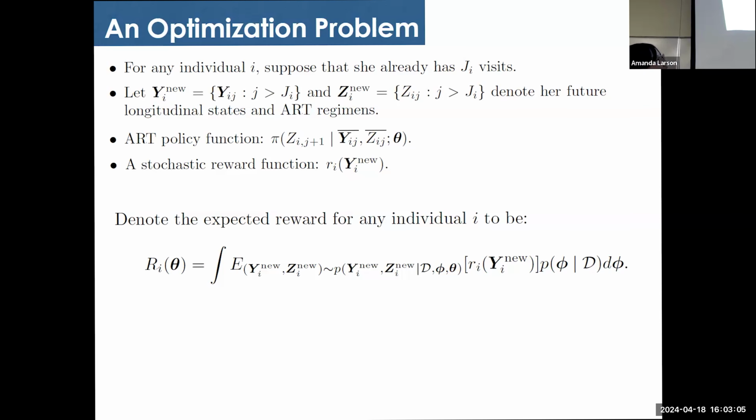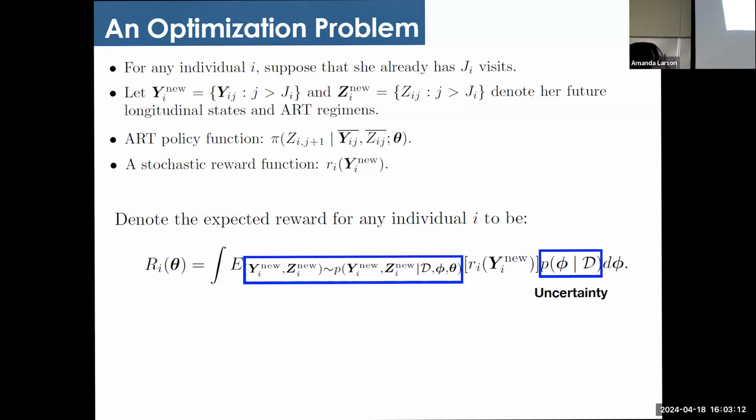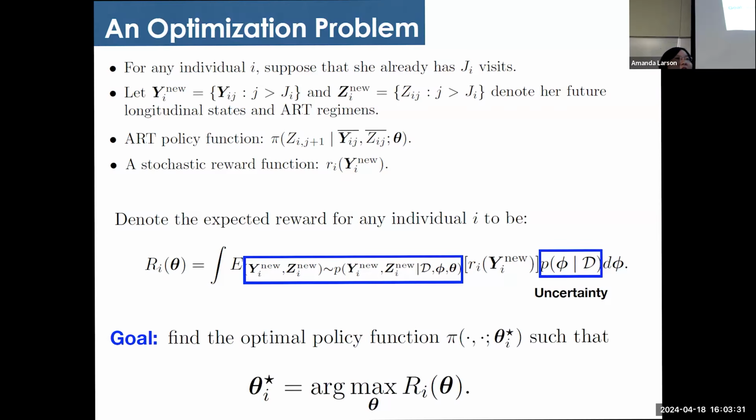You'll notice here we have p(phi | D), a joint distribution, and this is the uncertainty from the dynamics model. One advantage of introducing a Bayesian model here is that we can take into account the uncertainty in the dynamics model in the decision making, and we integrate out phi. Basically, we denote the expected reward, and we want to find the theta in the policy function that optimizes our expected reward.